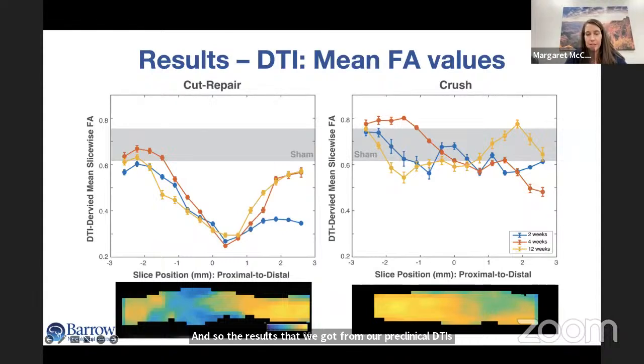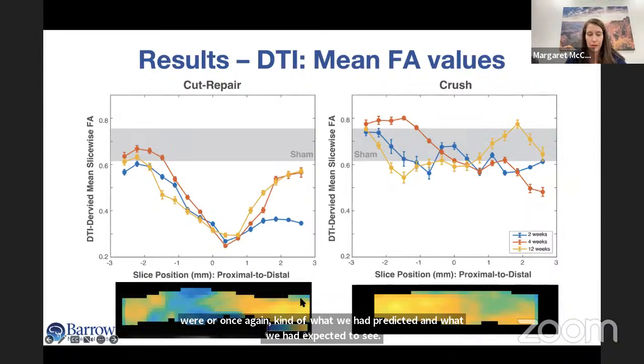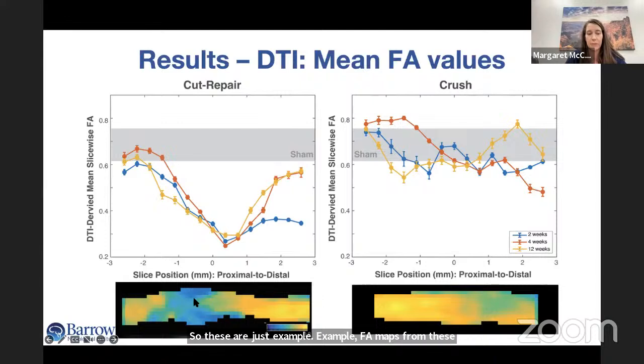These are just example FA maps from the ex vivo DTI scans that we ran. This is a cut repair nerve, and this would be the site of the repair. That corresponds to the 0 on the graph, which is more or less where the lesion site occurs. You can see proximal and distal to the site of injury the FA, which is an average for each cohort. The FA is quite a bit higher, and it drops to almost 0 at the site of injury in the cut repair animal.